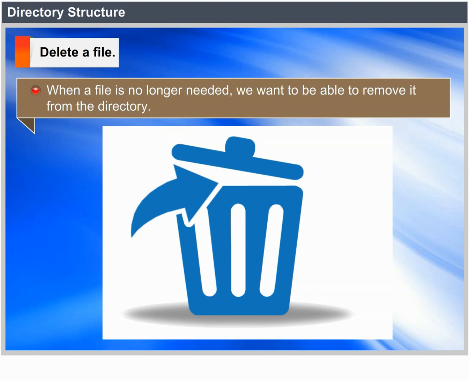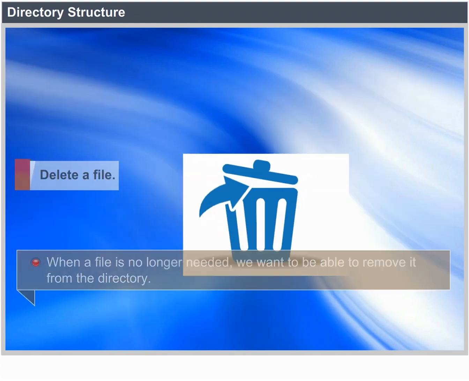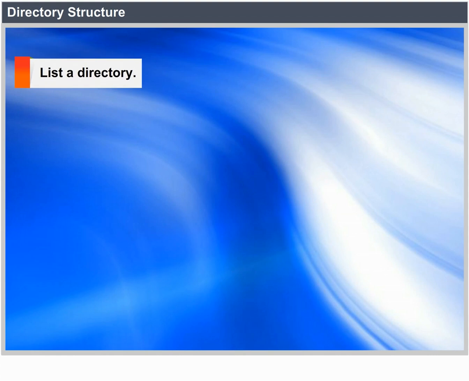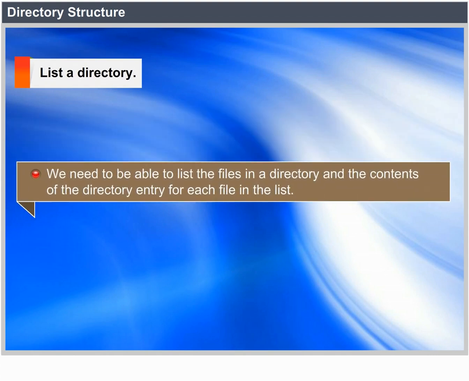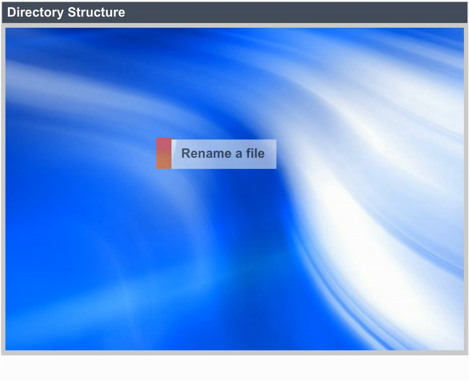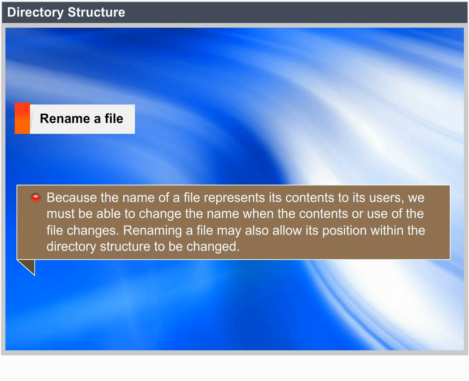List a directory. We need to be able to list the files in a directory and the contents of the directory entry for each file in the list. Rename a file. Because the name of a file represents its contents to its users, we must be able to change the name when the contents or use of the file changes. Renaming a file may also allow its position within the directory structure to be changed.